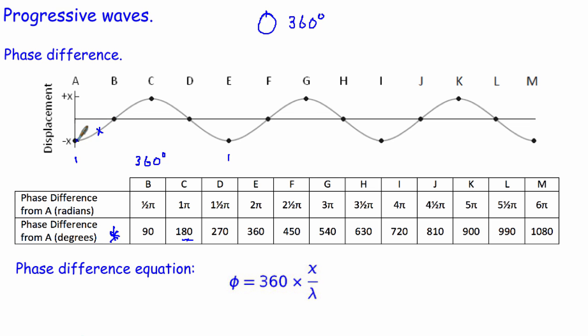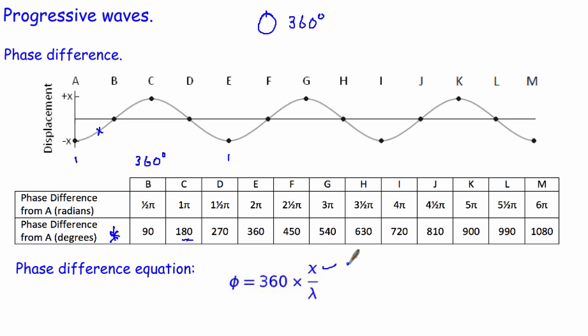What we've really been doing is working out the fraction of a wave. So let's go back to C, for example, because that's an easy one to think about. What we said was that the whole wave is 360 degrees, but the distance from there to there is half a wavelength. So it's half of 360 degrees. So if we can work out the fraction of a wavelength that we go from our starting point to our next point, and then multiply it by 360 degrees, that'll tell us what the phase difference is. That's where this equation comes from.